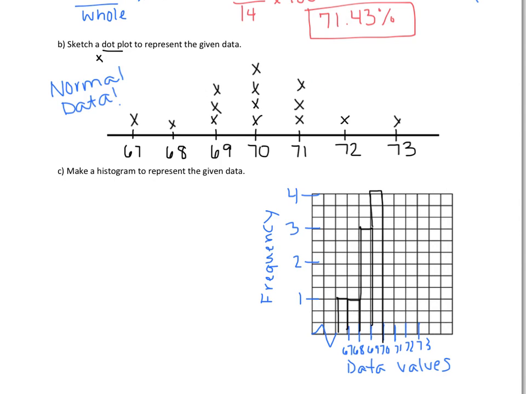Then 71 has 3 frequencies. And then 72 and 73 both have 1. And as you can tell, this graph is perfectly normal and perfectly symmetric about the mean. Your mean is 70, and this is a perfect looking normal curve.